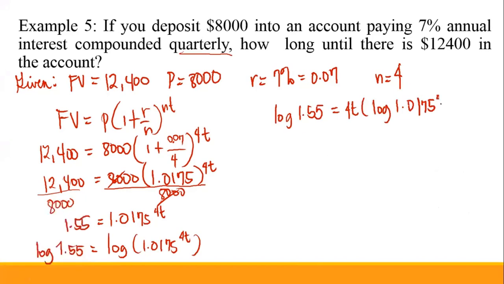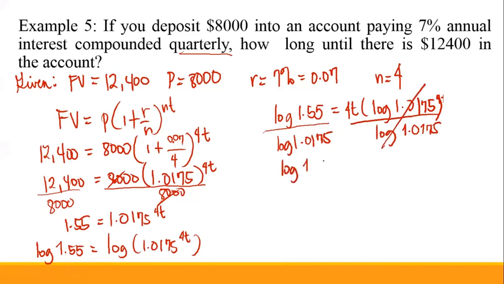Right? So next is divide each side by logarithm. So divide natin ito ng logarithm 1.0175 and dito rin. Okay, so just divide both sides of our equation. So may iwan na si 40. Alright, so this is now log 1.55 over log 1.0175 equals 40.